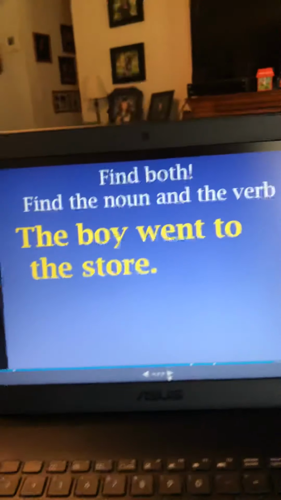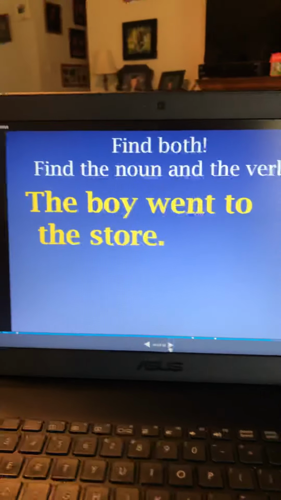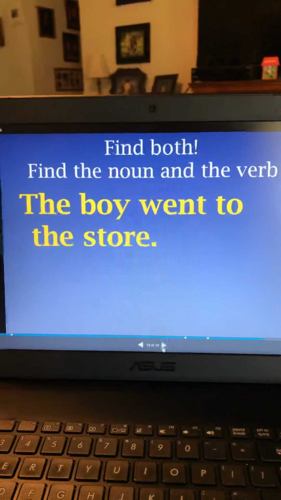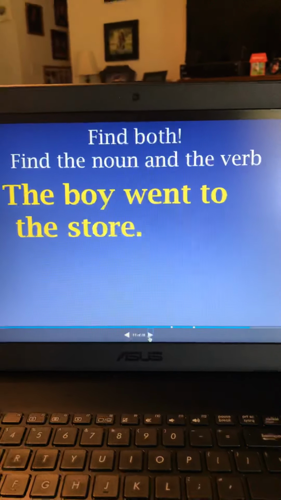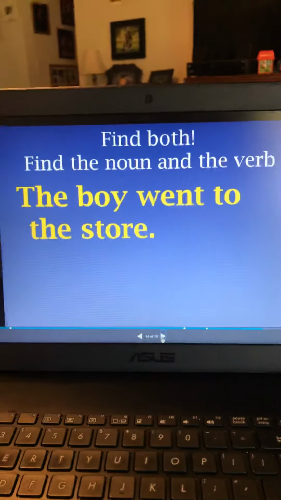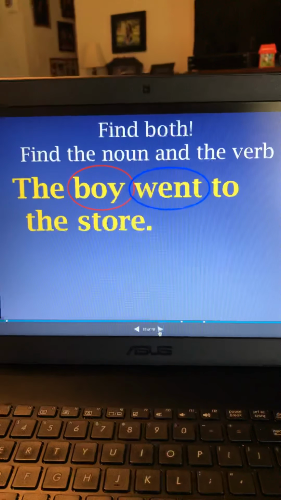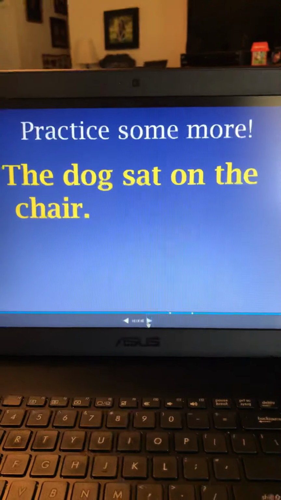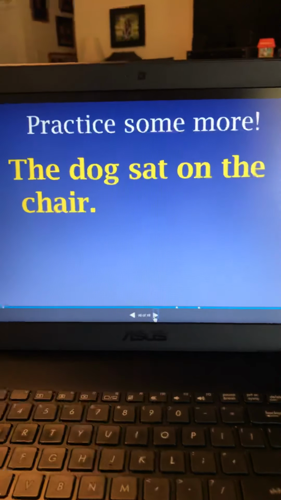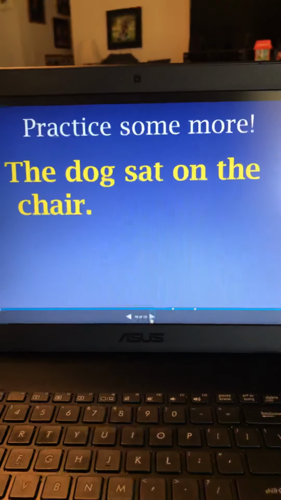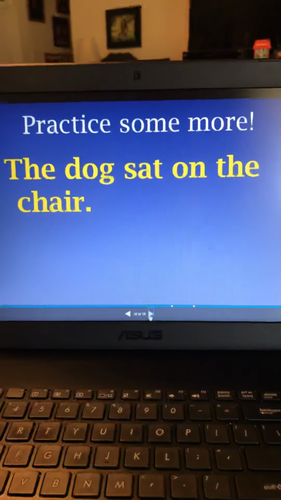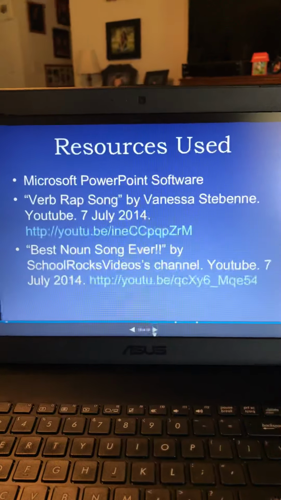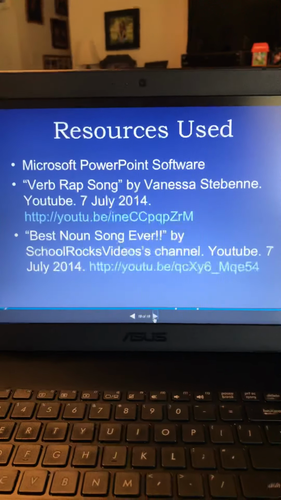Find the noun and the verb in this sentence. The boy went to the store. Who went to the store? The boy. And what did the boy do? The boy went. So that would be your noun and your verb in that sentence. The dog sat on the chair. Who sat on the chair? The dog. And what did he do? He sat would be the verb. This is the resources that I used for this PowerPoint.